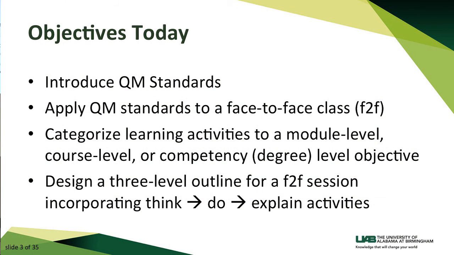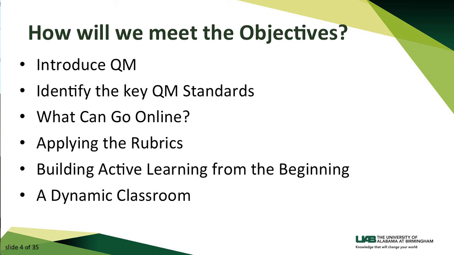And then we'll also look at designing a 3-level outline, incorporating what I call think, do, explain activities. It's sort of a modified version of the new Bloom's taxonomy. So how will we meet these objectives? First, I'm going to introduce QM a little bit more.